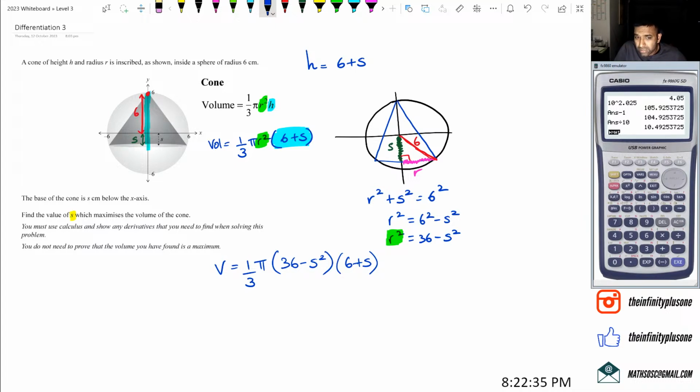All right, I'm going to give you guys another minute and then I'll go through the final bit of the answer, all right? So expand it first before differentiating, or you can do something where you use product rule as well. 25 seconds, guys, and then I'll go through the answer, all right?